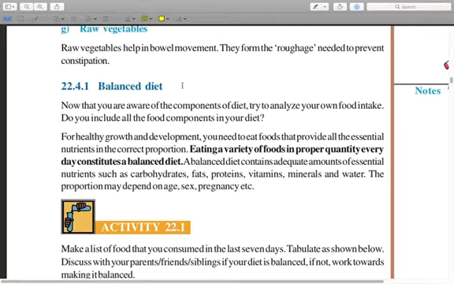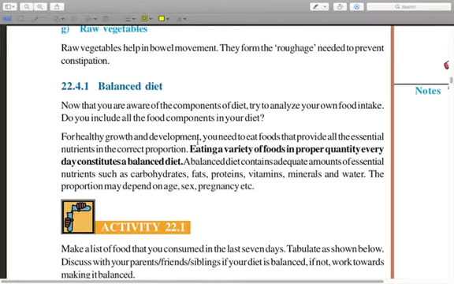This is the definition: eating a variety of foods in proper quantity every day constitutes a balanced diet, so that you get enough carbohydrates, fats, proteins, vitamins, minerals, and water, everything. And it also differs by age, sex, and pregnancy.